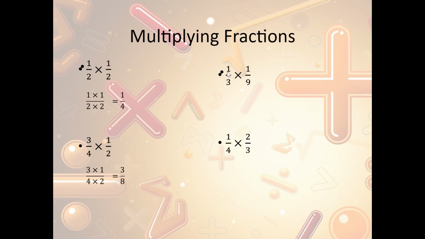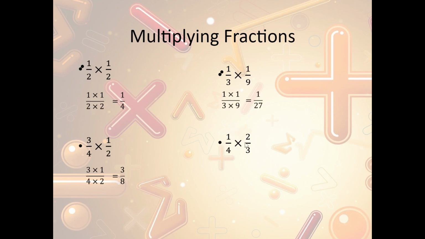Now we have 1/3 times 1/9. So again, we're going to multiply the numerators, 1 times 1, and the denominators, 3 times 9. So 1 times 1 is 1, and 3 times 9 is 27. So we should end up with 1 over 27.